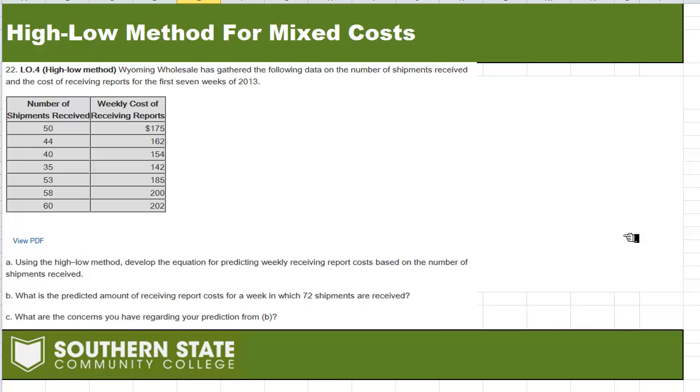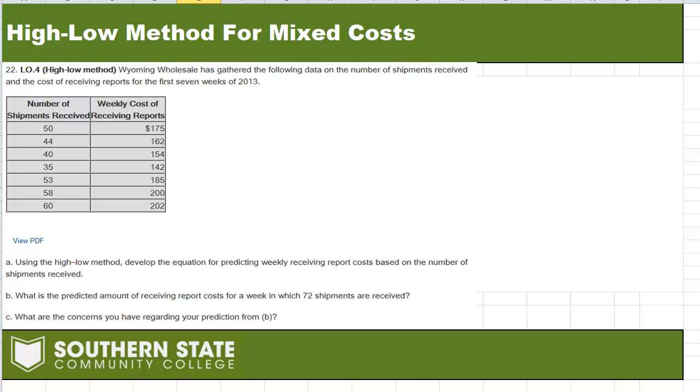Looking at the problem that we have in the book, it says Wyoming Wholesale has gathered the following data on the number of shipments received and the cost of the reports for the first 7 weeks of 2013. So what the problem wants us to do is develop an equation, just like I showed you, for predicting the weekly receiving report cost based on the number of shipments received. And to do that, we're going to have to incorporate a thing called the high-low method. Essentially, it's just a little trick for coming up with the formula for a line that we just looked at. So here's our data.